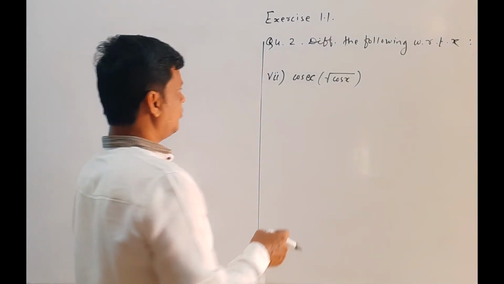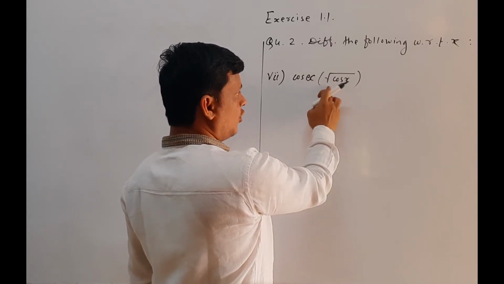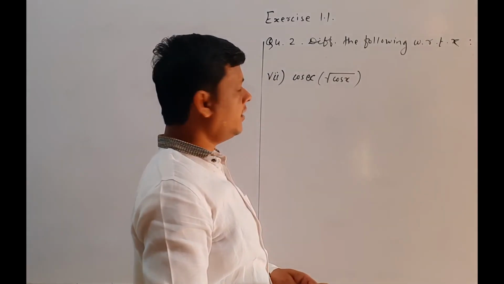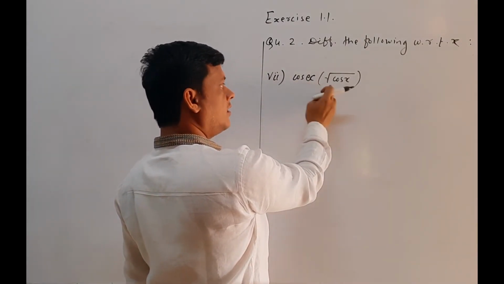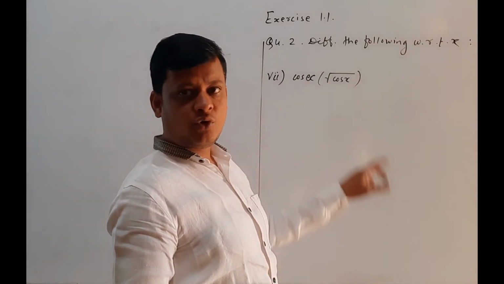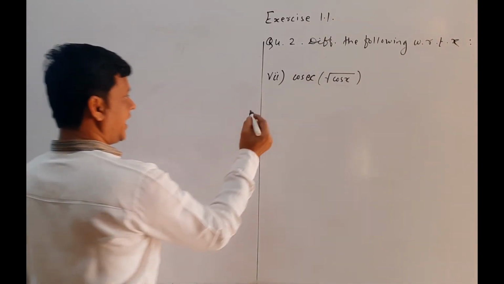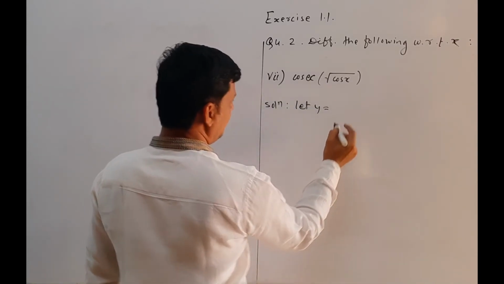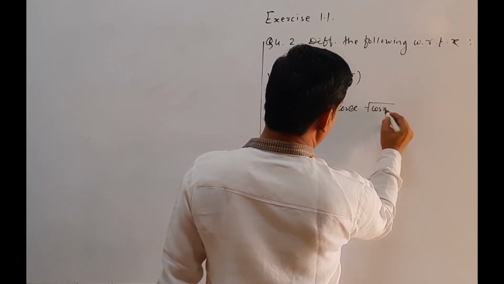Now see next sub question 7. We have to find the derivative of cosec of root of cos x. So first we count the total number of functions here. The outer function is cosec, then the inner function is root, then the innermost function is cos x. That means 3 functions are here. So we write here in solution, let y is equal to cosec of root of cos x.